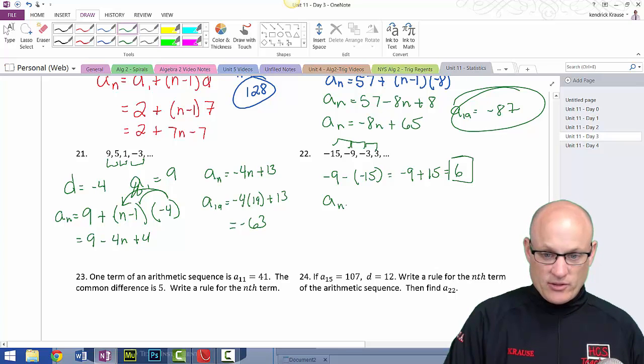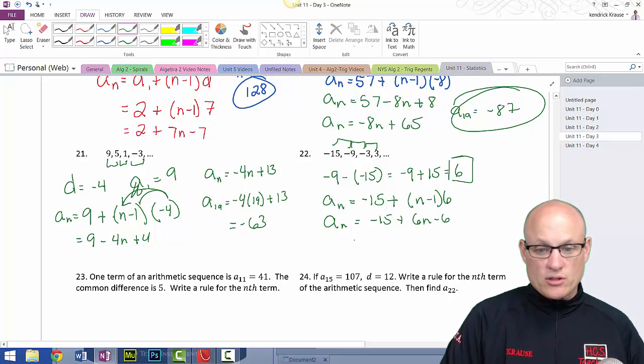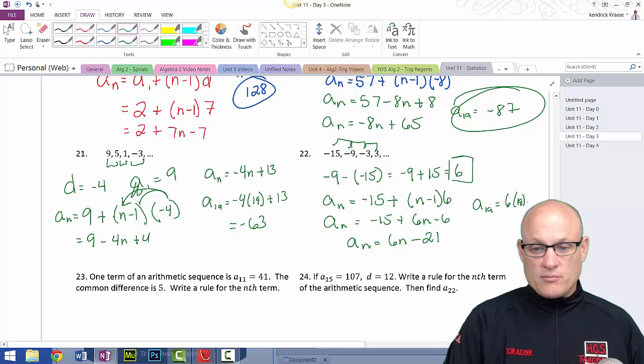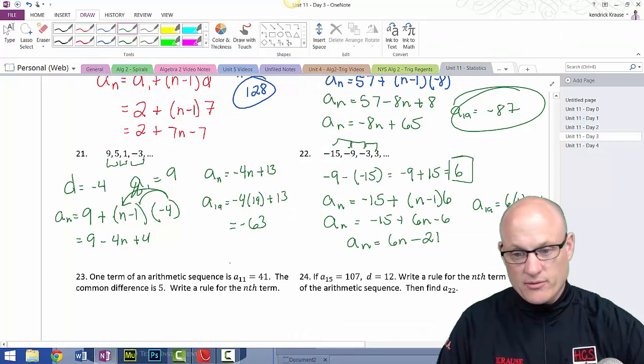So my equation is a sub n equals my first term, which is negative 15, plus n minus 1 times 6. Distribute, I get a sub n equals negative 15 plus 6n minus 6, or a sub n equals 6n minus 21. So if I plug in 19, a sub 19 is equal to 6 times 19 minus 21. So I'll come over, 6 times 19 minus 21. I hope it was 21. 93.